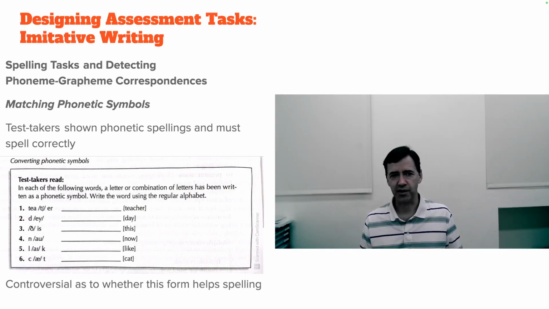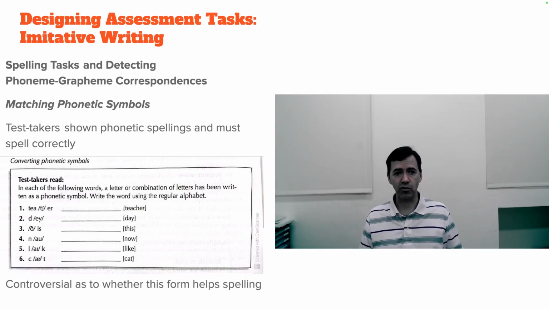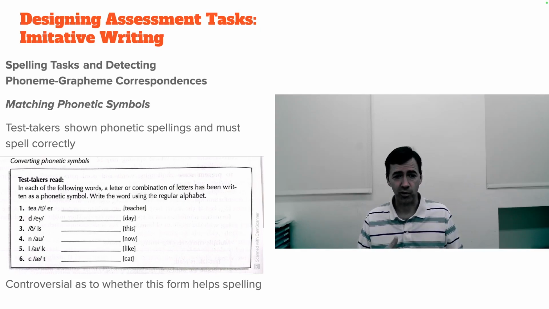Secondly, it's not very authentic. That's not the way we read. We read by reading the words, and then when we get stuck on something we don't know how to pronounce, we can look it up or we can guess.